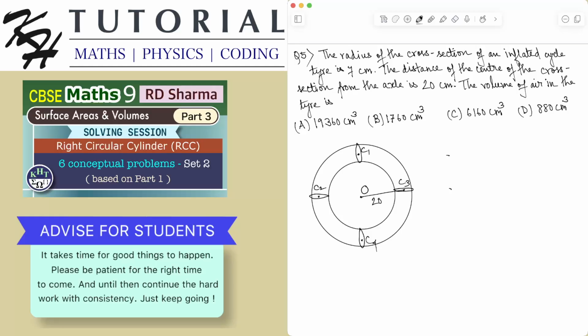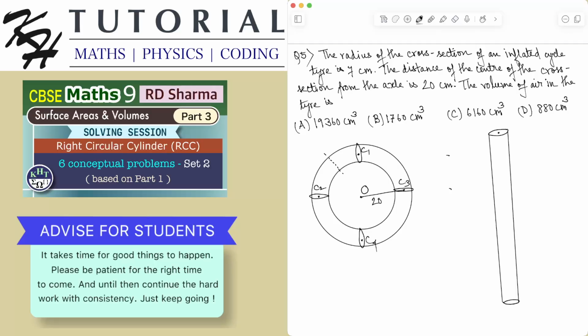Now, it is asking to find the volume of air in the tire. Basically, you have to visualize the tire as an RCC, that is, a right circular cylinder. How? Obviously, if you vertically cut the tire and flatten it out, it will look like an RCC. It will look somewhat like this. Let's say you have vertically cut this tire and flattened it out, it will look like this.